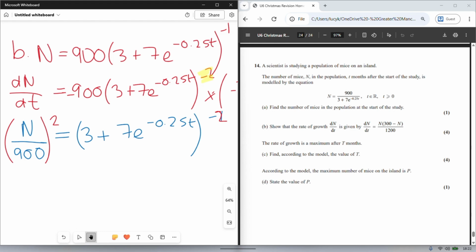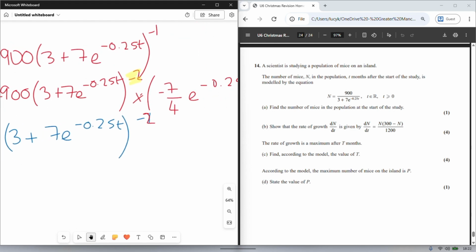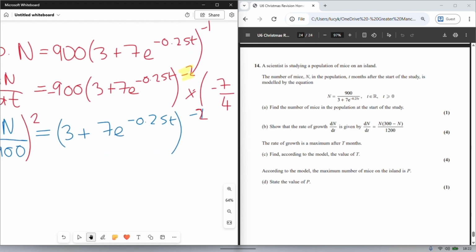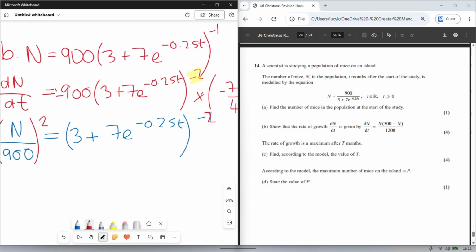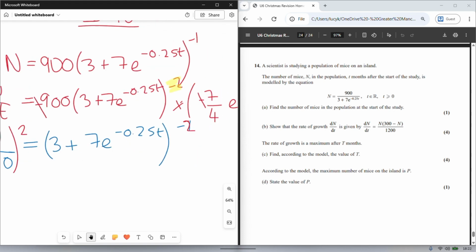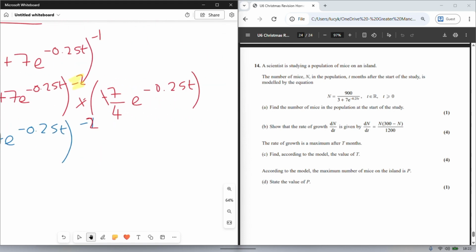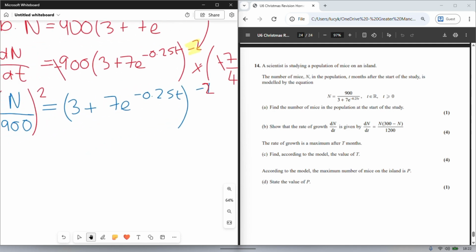Also, before I carry on, because I can see I've got a minus 900 there times by that minus 7 over 4, I'm just going to cancel that out while I've noticed that. So we don't need to deal with those negatives because there's no point if we don't need to. So I've got that, and that's that first bit taken care of. Then I've got this 7 over 4 e to the minus 0.25t. So that's going to be a little bit more tricky.